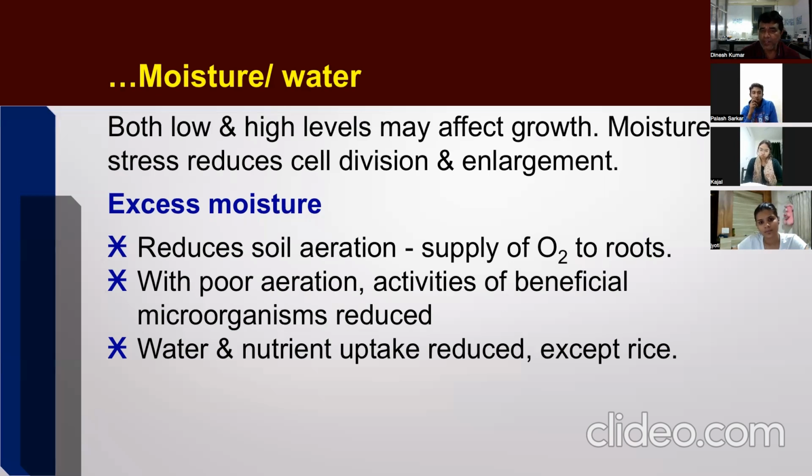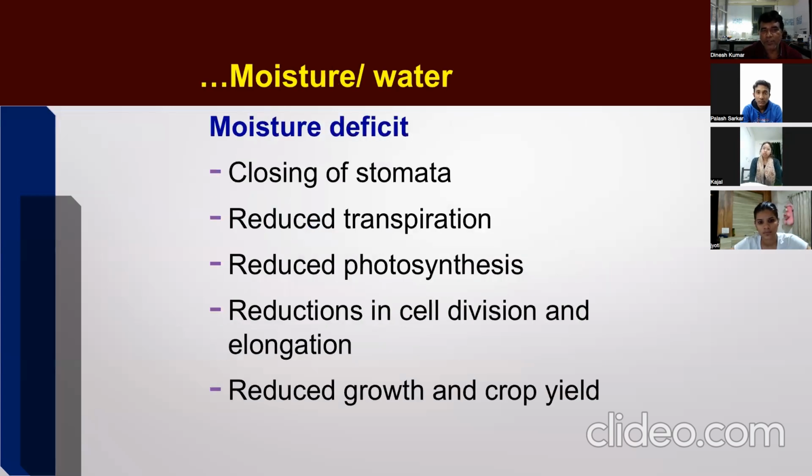And also with poor aeration, the activity of beneficial microbes reduces. Now you will get more anaerobic microbes, and aerobic microbes will decrease in number and in their activity. Water and nutrient uptake will also be reduced because of lack of oxygen, under excessive water or excessive moisture conditions. If there is a deficit of water, shortage of water, then stomata closing can happen, reducing transpiration, reducing photosynthesis, reducing cell division and elongation, and finally reducing growth and crop yield.